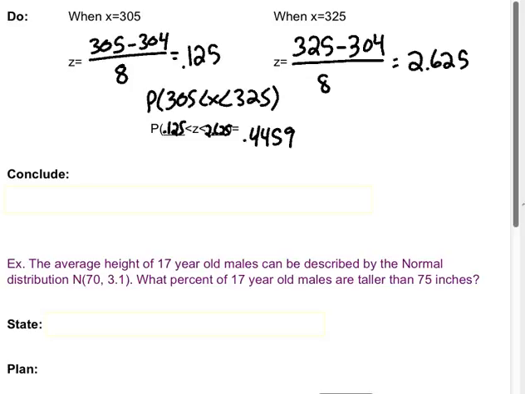So what is our conclusion? Well, our conclusion is about 44% of Tiger's drives travel between 305 and 325 yards. So in your conclusion, you're always bringing it back to the context of the problem, okay? So always write your answers to actually answer the question, okay?